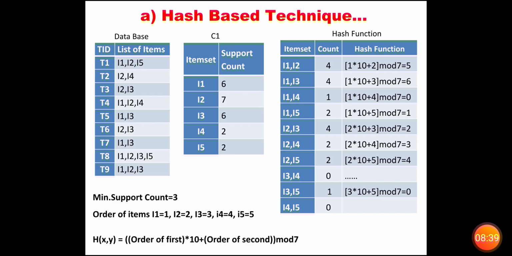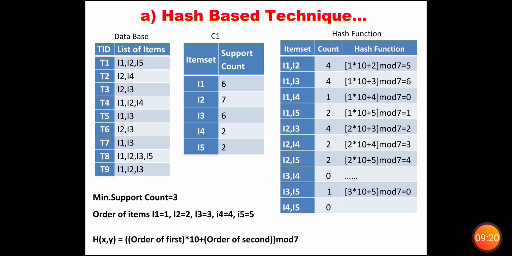Now we will apply the hash function. The hash function formula is given here. Order of first is nothing but the item set. We have 2 items. The first item will be taken, then into 10 plus order of second, the second item will be taken here. Down below we are given the order of items: order of item I1 equals 1, I2 equals 2. The same values will be presented in the table.